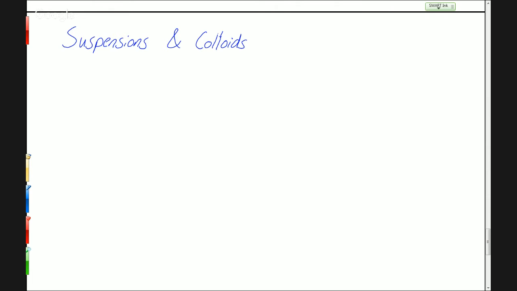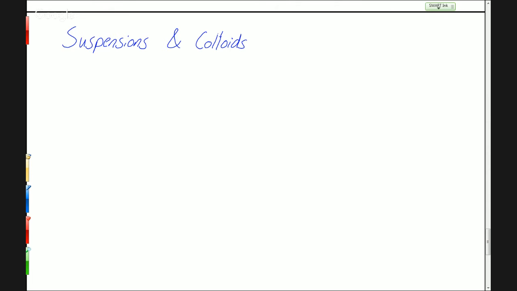They're a little different from solutions in that they're generally cloudy. So solutions you can see all the way through usually. They're clear. They might be colored, but they're clear. Suspensions and colloids are usually cloudy. You can tell there's something floating around. Sometimes you can't, but they're still kind of cloudy. And this is all a function of particle size. In a solution, the particles are super tiny, down to the individual atom or molecule sometimes. In a colloid, those particles are a little bit bigger. And in a suspension, they're bigger still.